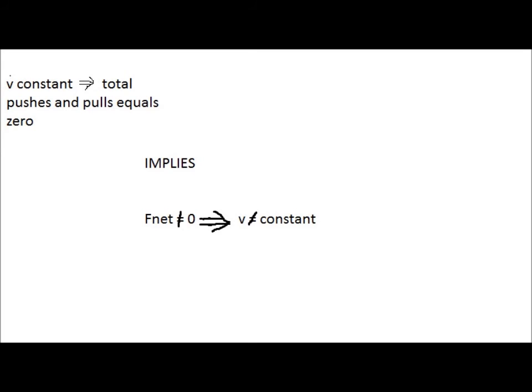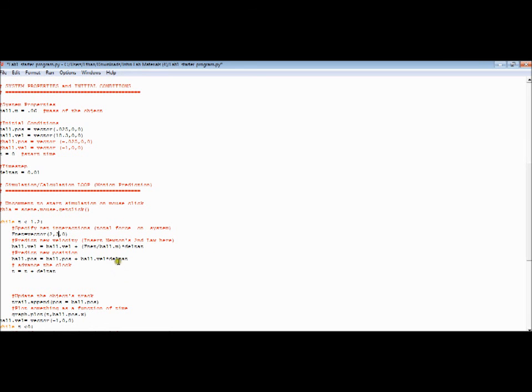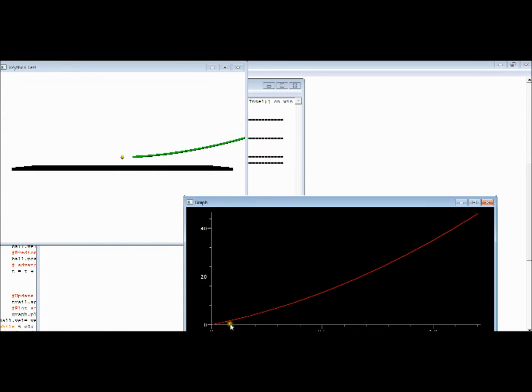So what we found was that we start with v constant, and it shows that the total pushes and pulls equal 0, which is F net, and if F net is not 0, then velocity is not constant. We can demonstrate this by making F net different variables. As you can see, it moves up and changes direction and speed.